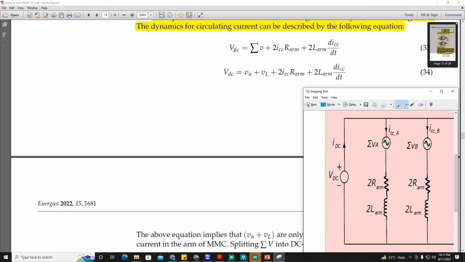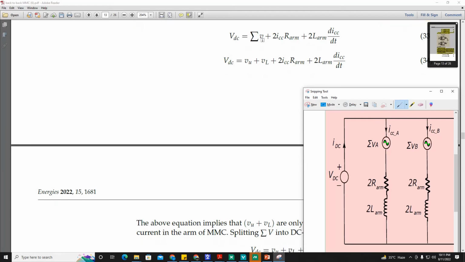So for this DC side, if we again apply KVL, VDC is equal to the summation of voltages, the upper and lower arm voltages, plus the drop across the inductor and resistor due to ICC, the circulating current, R arm ICC plus 2 L arm dICC over dt. This summation of arm voltages can be written as the upper arm voltage plus the lower arm voltage, so V upper plus V lower. The rest of the expression is the same.